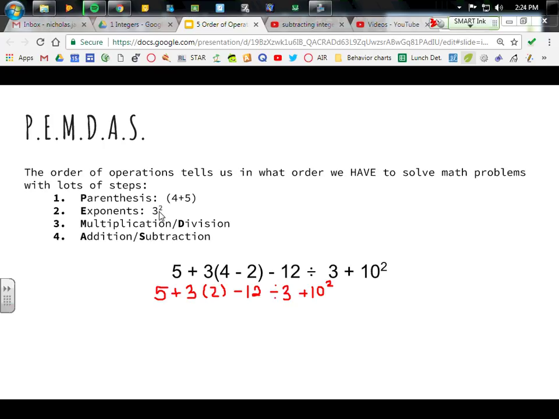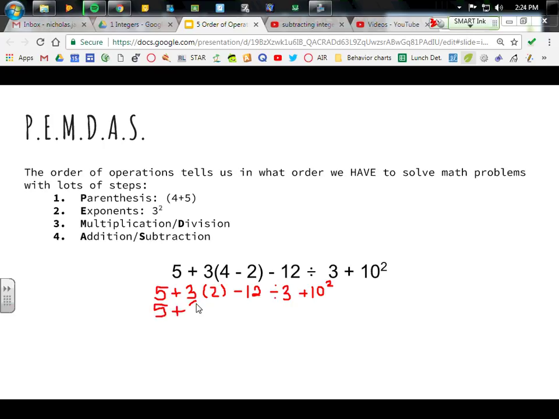So an exponent is a power. It's a tiny little number. It tells me how many times I'm going to be multiplying this bigger number by itself. So down here, we have the exponent 2 with our 10. That's a very common exponent. We call it being squared. So this means 10 times 10. It does not mean 10 times 2. It's a common mistake people make. It is 10 times 10. So I'm going to do that next. 10 times 10 is 100. So I am again going to rewrite my problem with that piece of it being solved.